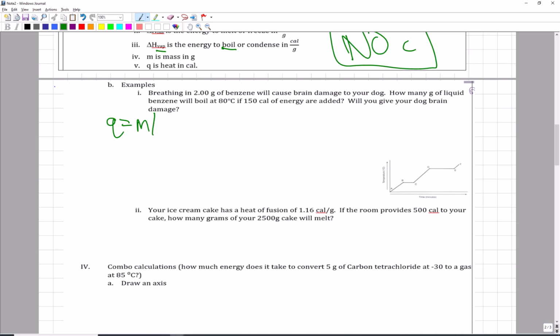So Q equals M delta H. Boiling has gases. Vapes are gases. So how many grams of liquid benzene will boil at 80?